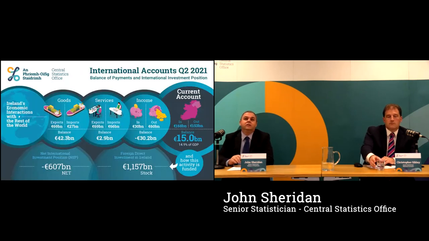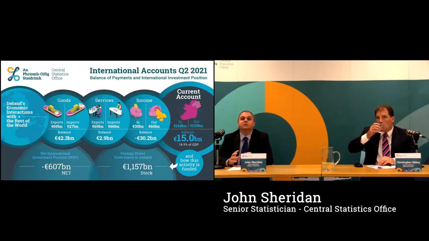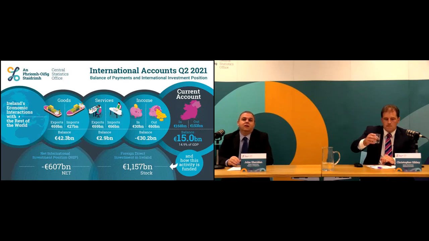So first, we can take a look at our infographic, which gives a good summary of the results. So we can see our goods surplus of 42.3 billion, our services surplus of 2.9 billion, and our net income outflows of 30.2 billion. And these all combine to give us our current account surplus of 15 billion or 14.9% of GDP. Our net international investment position at the end of June was minus 607 billion, while our stock of foreign direct investment in Ireland is now 1.2 trillion euros.